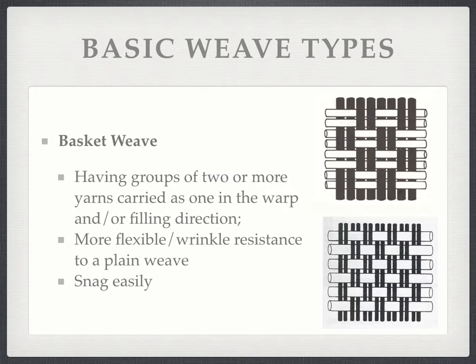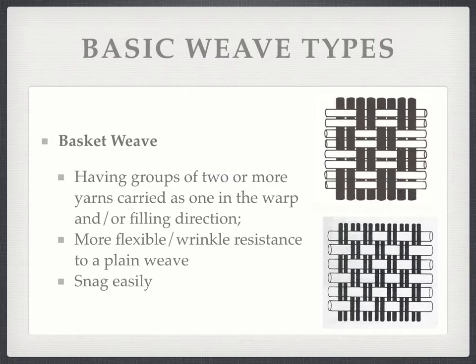Next is the basket weave. This is when you have groups of 2 or more yarns carried over as a warp or a filling yarn. In the 2 images, the image on top is a full basket weave, and it's a 2x2 because you have 2 warps and 2 fillings. And then the lower image is a half basket because you have 2 vertical and 1 horizontal, and that's referred to as a 2x1.